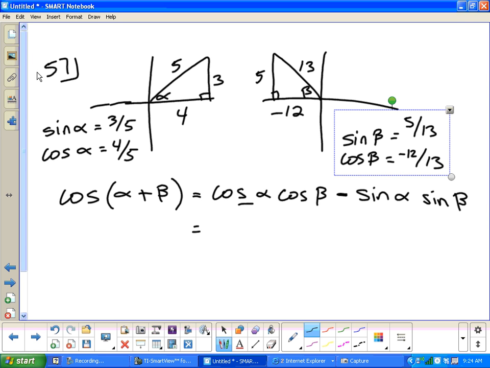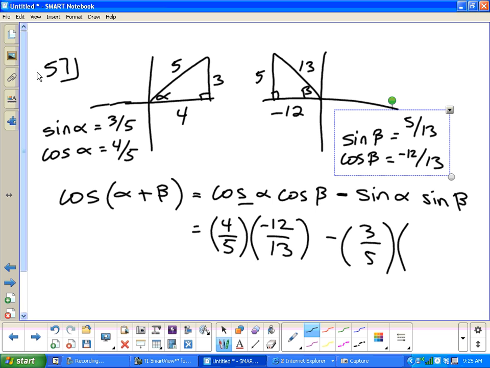Cosine of alpha right there is 4/5. Cosine of beta, what's that one? That was negative 12 over 13. Right. All right, sine of alpha, what's that one? Sine of alpha is 3/5. Sine of beta is 5 over 13. Yeah, sine of beta, 5 over 13.